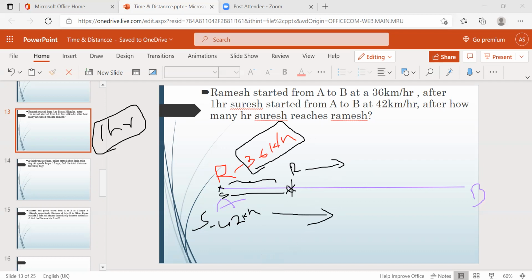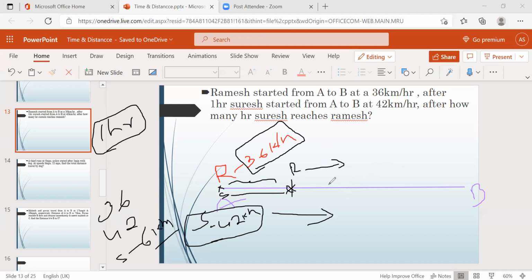But what's the thing? Difference of speed. What is the difference of speed? Who is faster here? Suresh is faster. How many kilometers faster? 36 is Ramesh and 42 is Suresh. Then Suresh is faster by 6 kilometers.